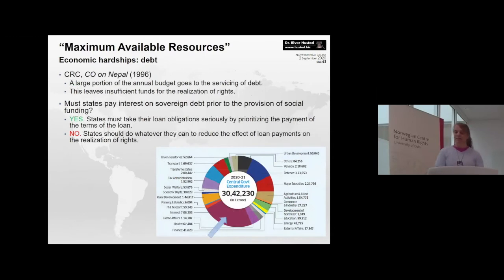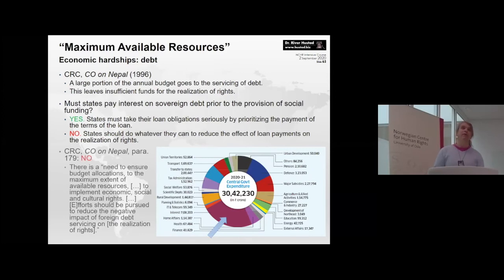What about debt? There are lots of countries that have a significant amount of national debt, and they have huge amounts of expenditures to pay that debt, even just to maintain that debt. Well, in this situation in Nepal, that was the case. And this was the Committee on the Rights of the Child. That committee was basically telling Nepal, you should fund economic, social, cultural rights programs, even if you're not paying your debt. So not paying your debt would be the first thing that you should cut.